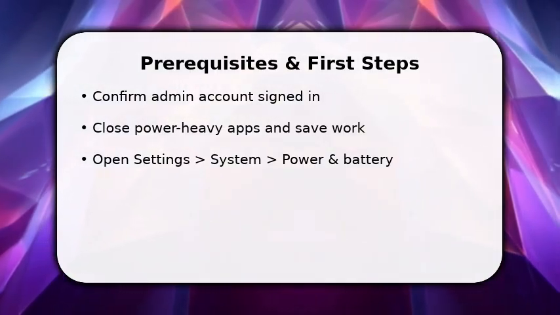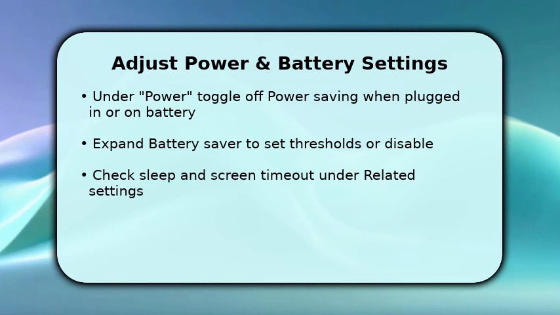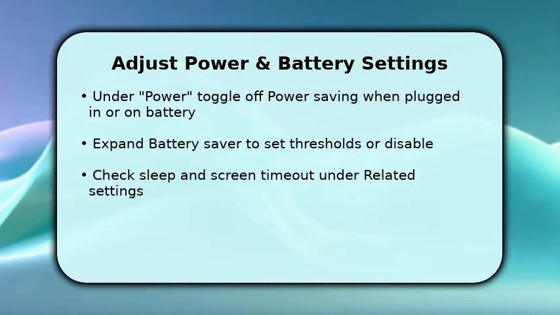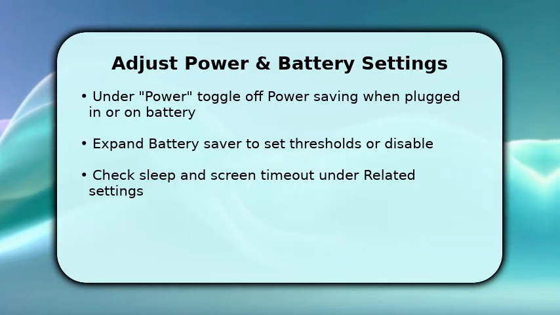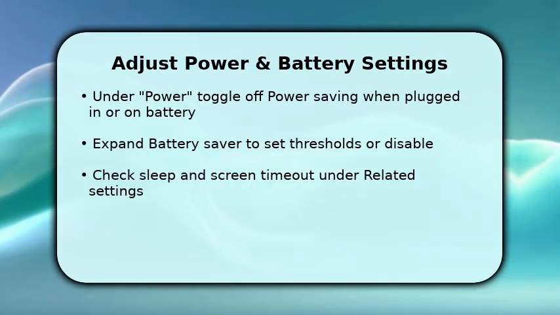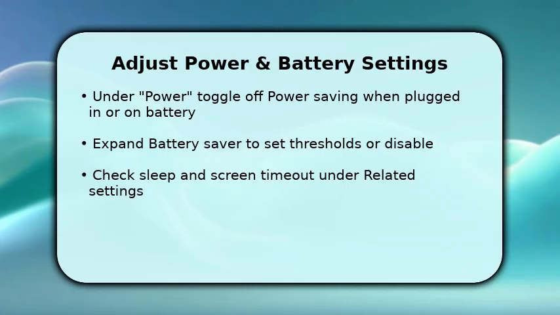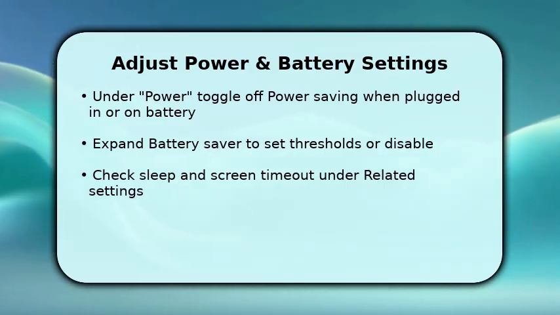Once on the Power and Battery page, locate the Power section and toggle off power saving for the relevant states, battery and plugged in, so Windows stops enforcing aggressive limits. Make sure to expand Battery Saver to set the threshold higher or turn it off entirely. This prevents automatic activation at low percentages.